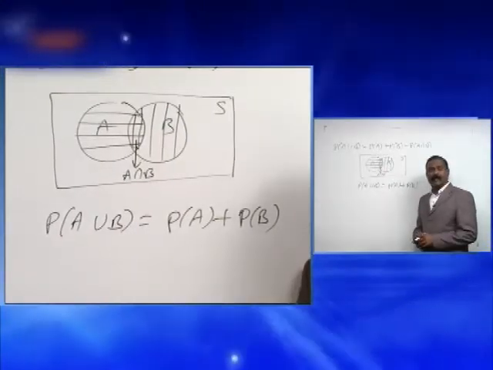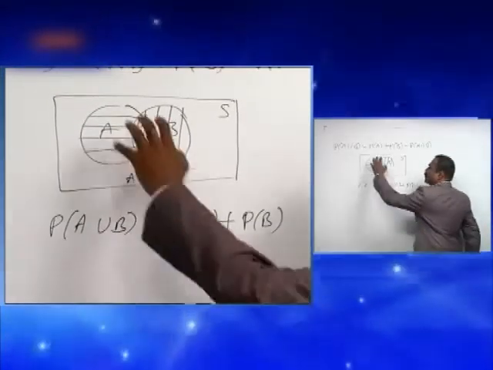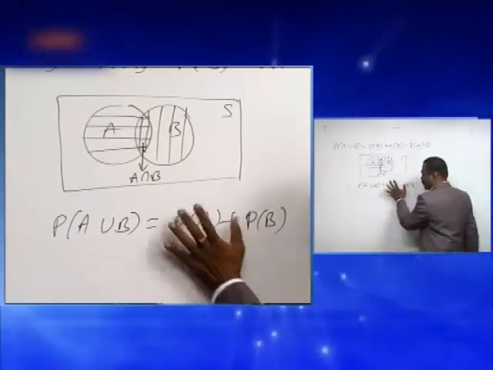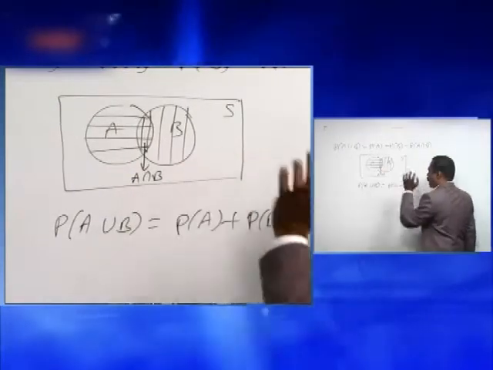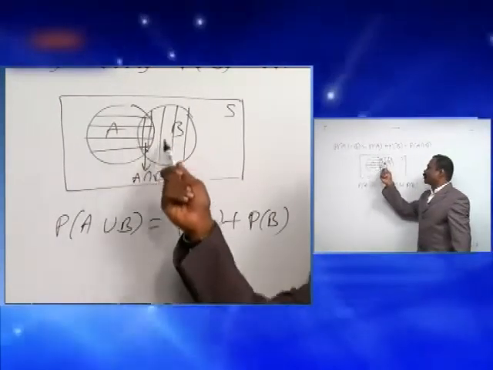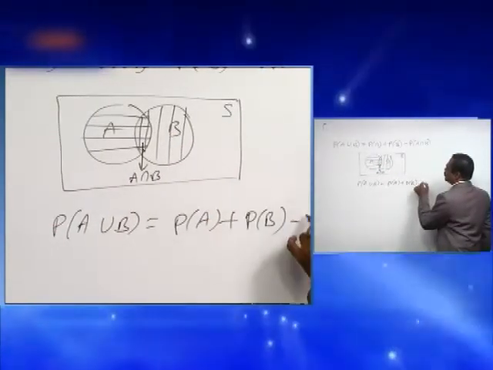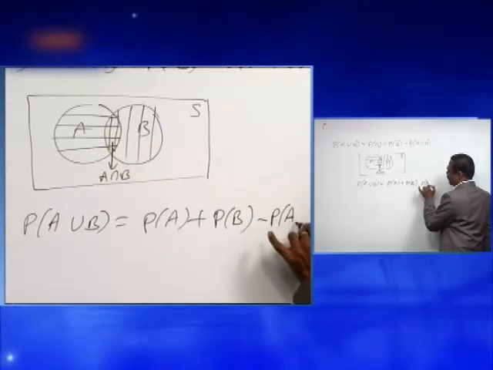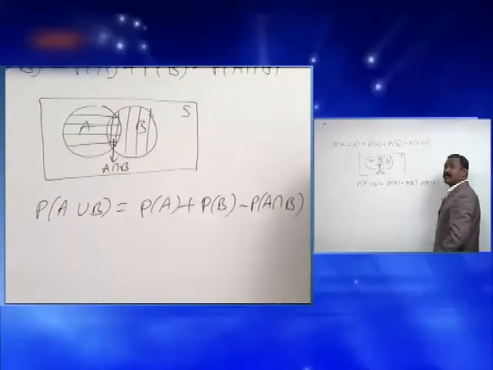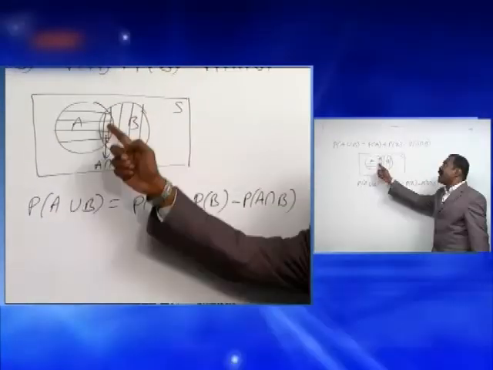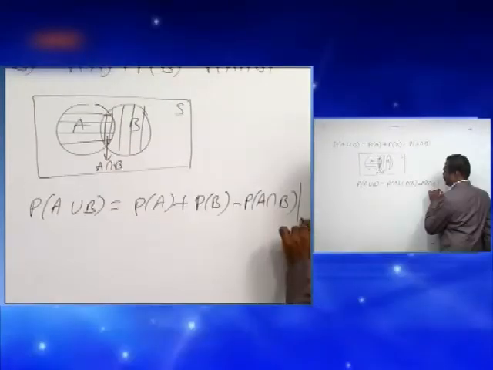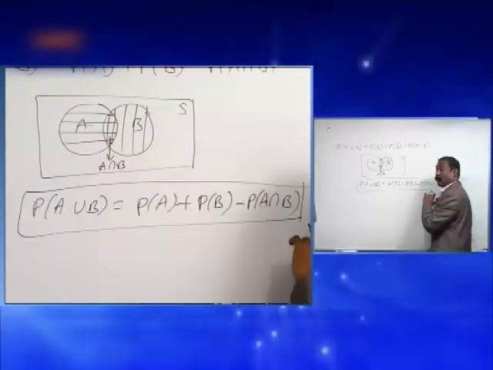You cannot apply that. The reason is, when you take P of A and write it here, and plus P of B and write it here, this is counted twice. It's clear. It's counted twice. That is why it is subtracted. Very simple. What is intersection? Common area. Common area is subtracted. This is nothing but the addition theorem on probability.